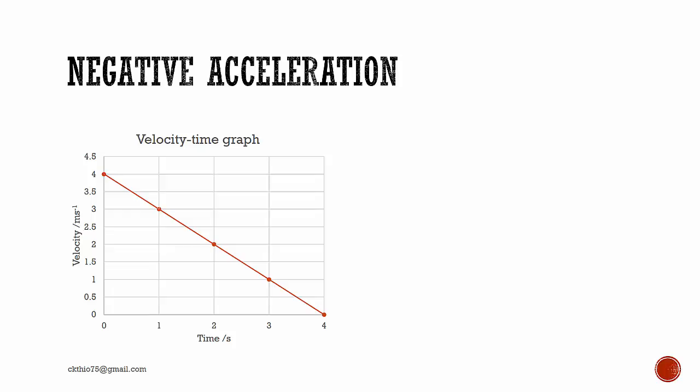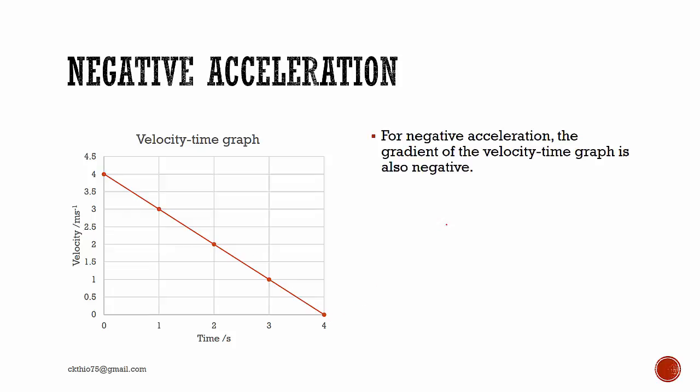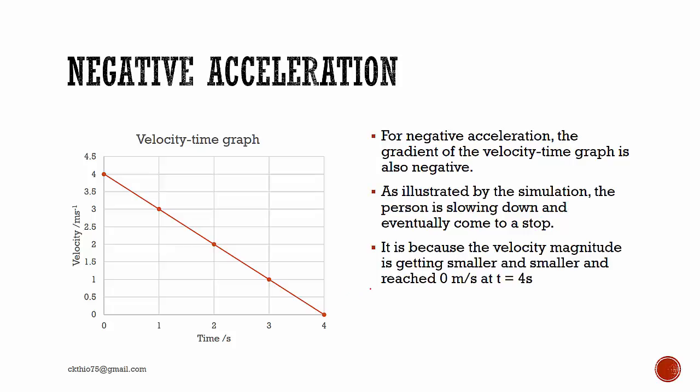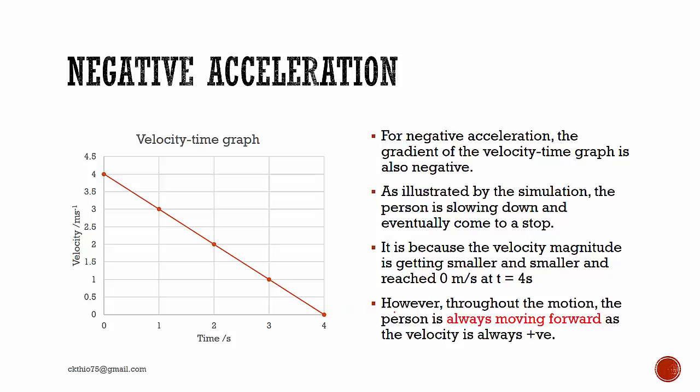It will start from 4, 3, 2, 1, 0. So the gradient of the velocity time graph is also negative. As illustrated by the simulation, the person is slowing down and eventually comes to a stop. In this case, it's because the velocity magnitude is getting smaller and smaller and reaches 0 at time equals 4. But take note that the acceleration is negative, but that doesn't mean that the velocity is negative. Throughout the motion, the person is always moving forward, as the velocity is always positive, until it reaches 0 at time equals 4 seconds.